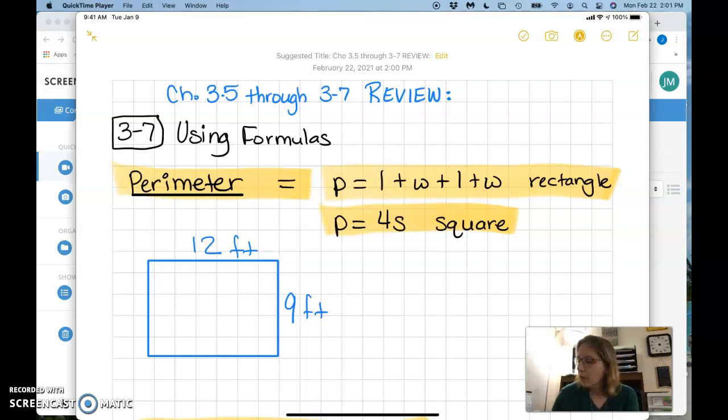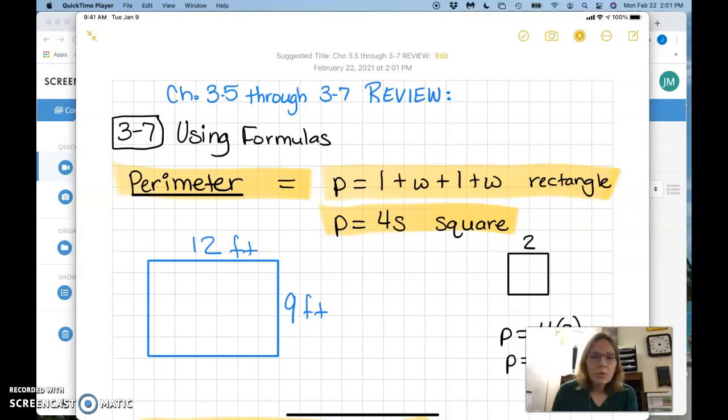Because remember, if we have a square, all the sides are the same size. So if this side is 2, all the other sides are also 2. So I could do 4 times 2, and it's going to give me how long all the sides would be together. Because remember, perimeter is finding the distance around the outside edge.